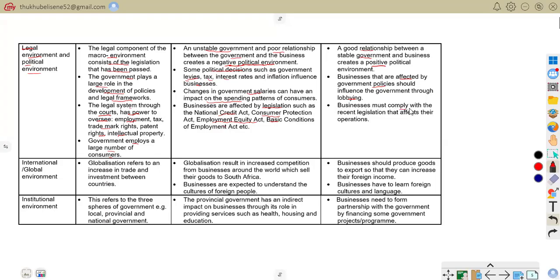Business must comply with the recent legislation that affects their operations. Comply with legislation. Follow laws to avoid penalties. Meaning to say, pay correct tax.